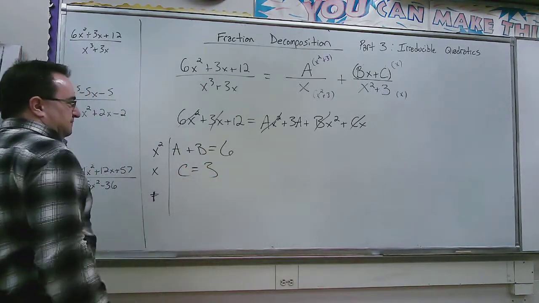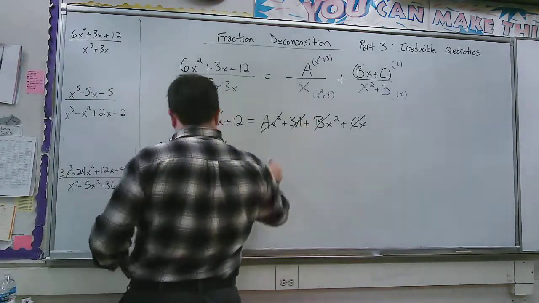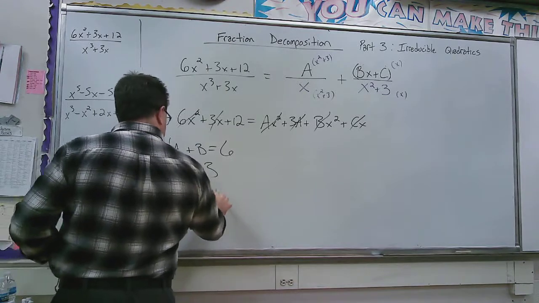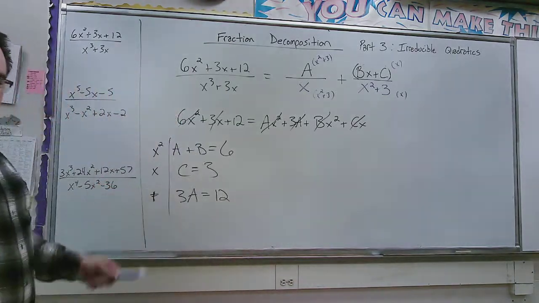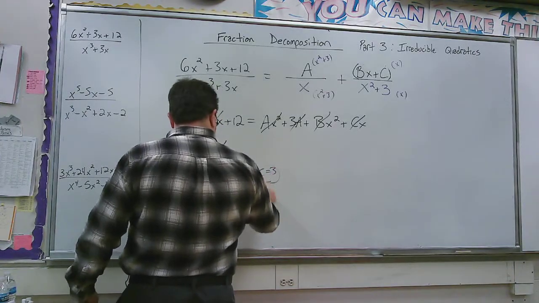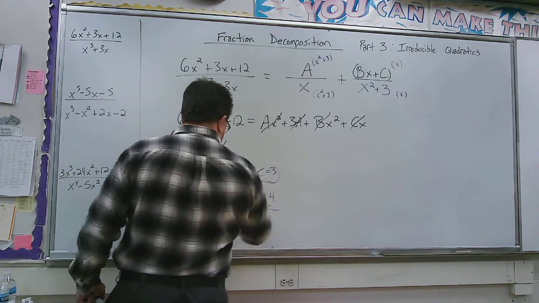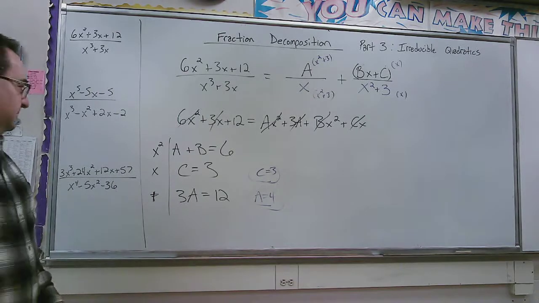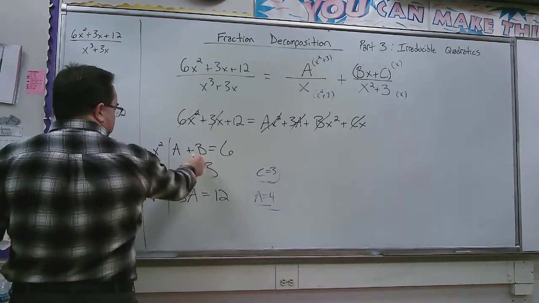That's nice. And we know that 3A ends up being 12. So this is actually a very simple system. We already know C is 3. With a flick of the wrist, so to speak, we know that A is 4. And if A is 4, then B must be 2.